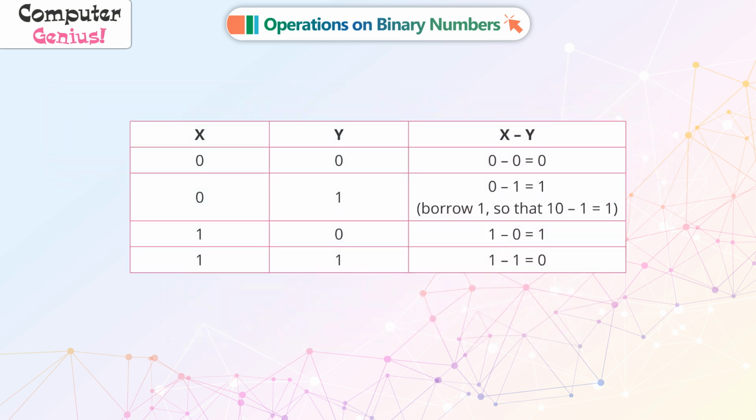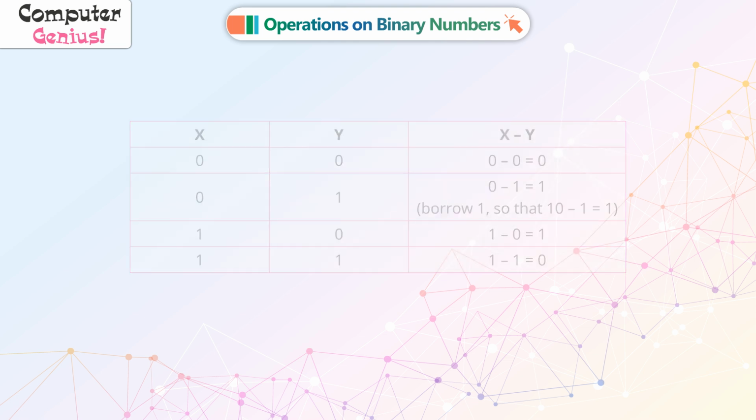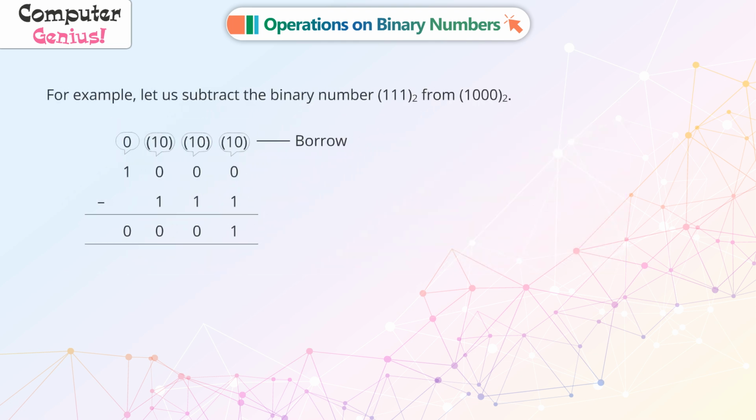X, Y, X minus Y. 0, 0: 0 minus 0 is 0. 0, 1: 0 minus 1 is equal to 1. Borrow 1 so that 10 minus 1 is equal to 1. 1, 0: 1 minus 0 is equal to 1. 1, 1: 1 minus 1 is equal to 0. For example, let us subtract the binary number 111 base 2 from 1000 base 2.